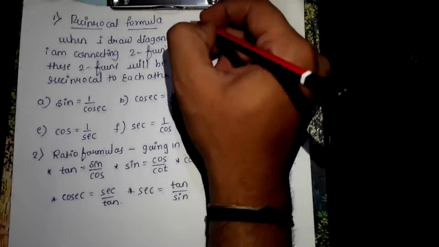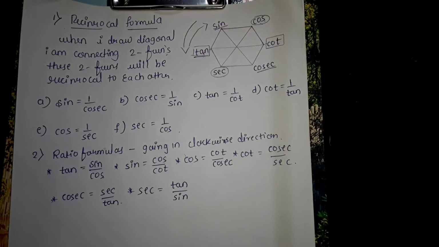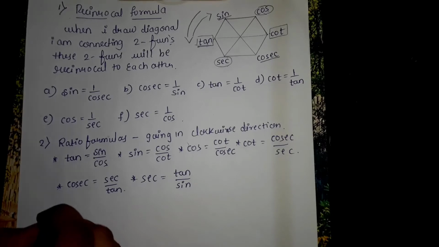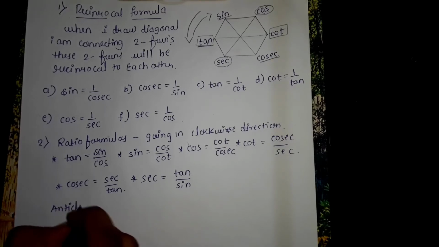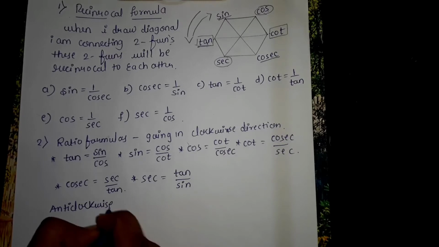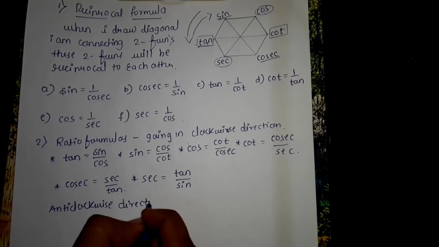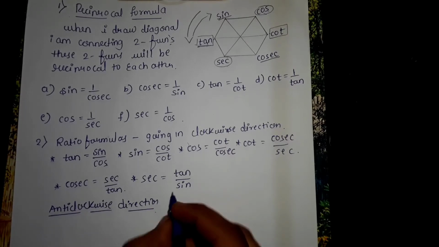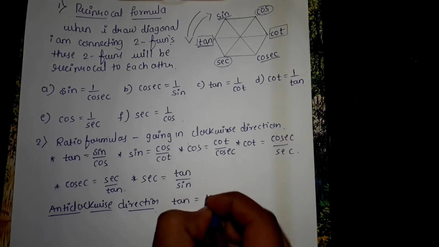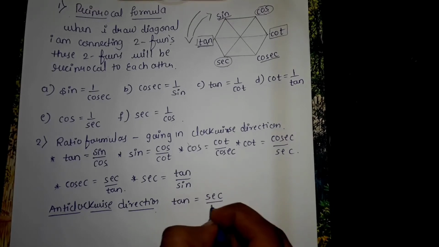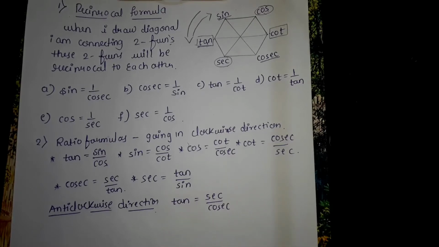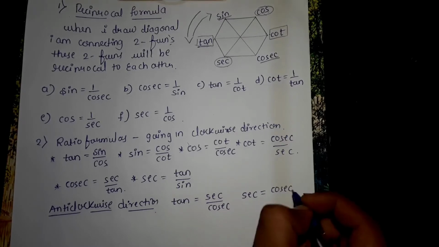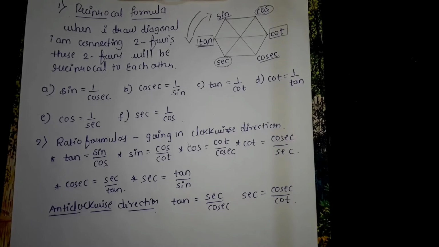That is, when we come in the anti-clockwise direction, starting from tan, what will we get? Tan is equal to the ratio of sec and cosec, isn't it? Of course, cot is the ratio of cosec and cot.